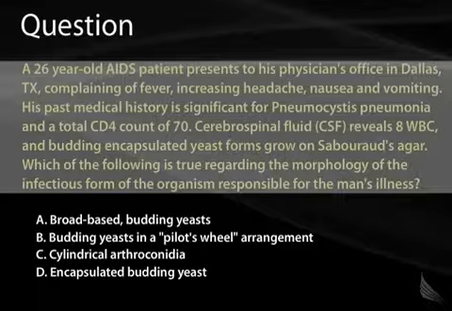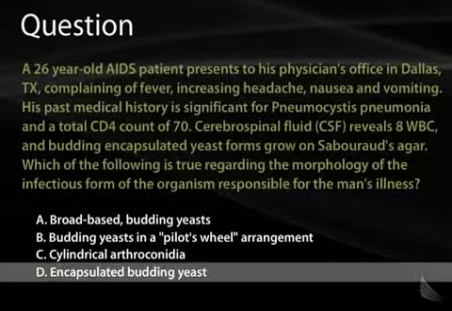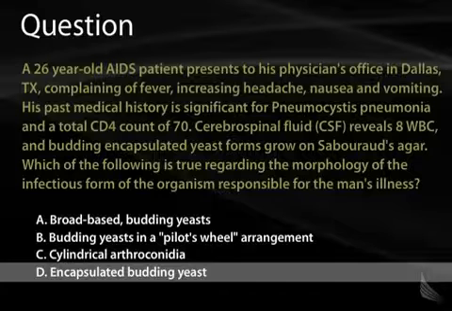They're an AIDS patient, and they tell us everything about it, but they want to know what it would look like microscopically. And the answer is it's encapsulated. So you look for that capsule, which is answer D, and you've got an encapsulated budding yeast.